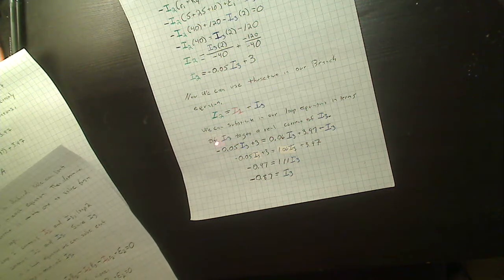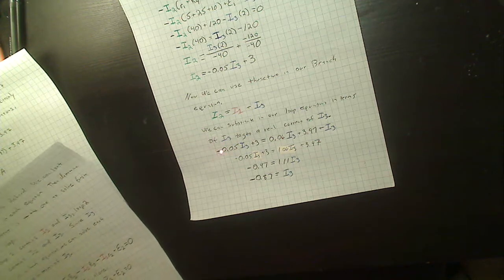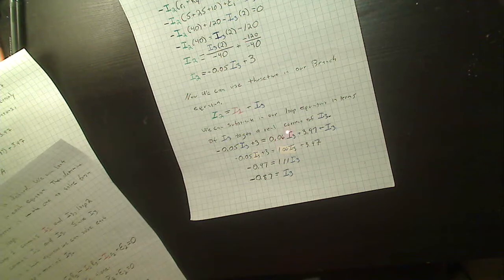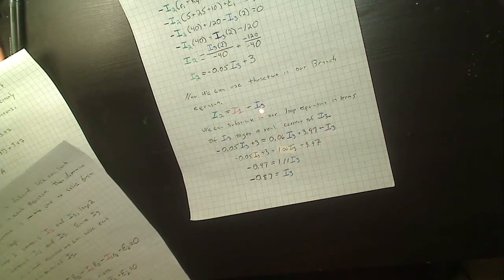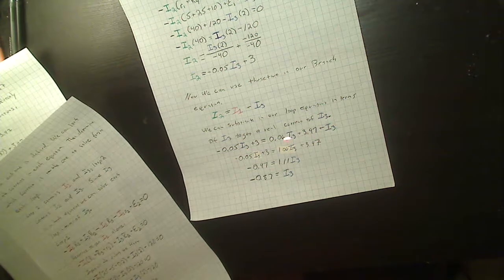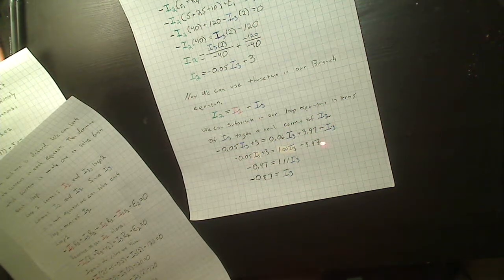So I have minus 0.05 I3 plus 3 equals 0.06 I3 plus 3.97, and I3 is there on its own. And then we just do the simplification, algebraically manipulating, adding and subtracting the 3 and the I3 terms to simplify it, and we get I3 is minus 0.87.